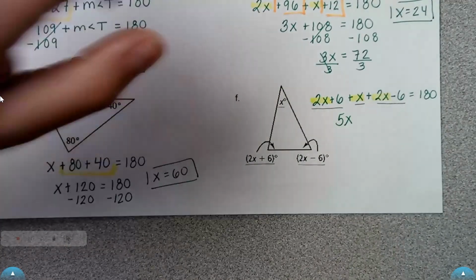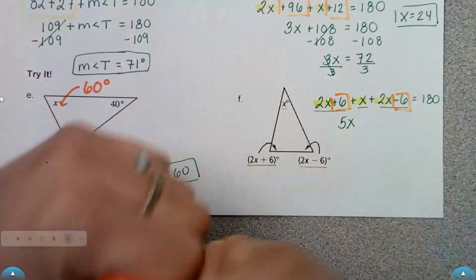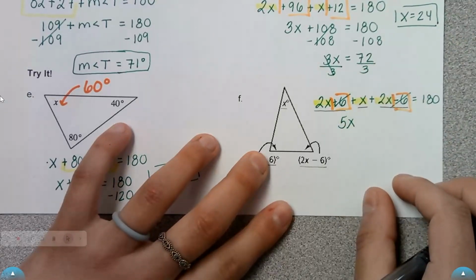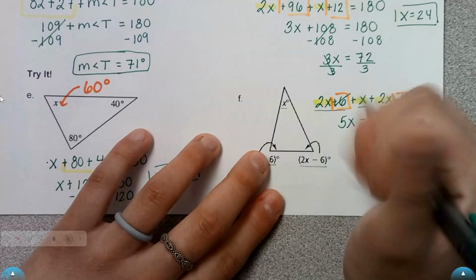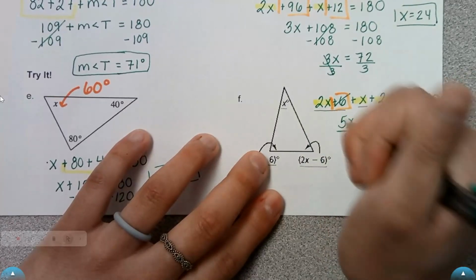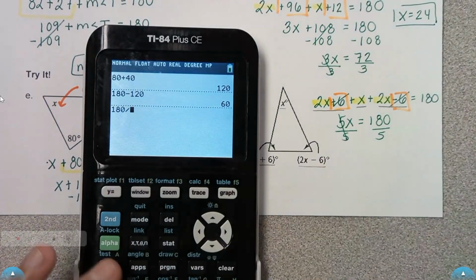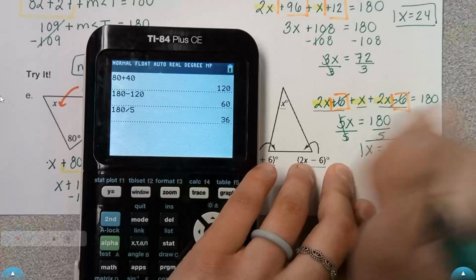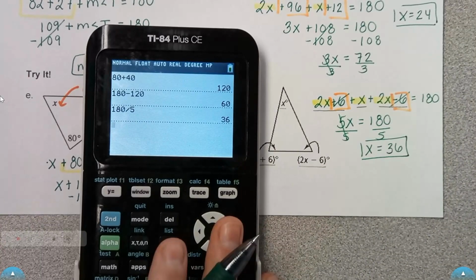My other like term is plus 6 and that negative 6. Those cancel each other out, so those are gone. So I'm left with 5x equals 180. I'm going to divide by 5. So 180 divided by 5 is 36. I'm going to take that 36, right, because it represents x. I'm going to plug it back in and figure out what each angle is.